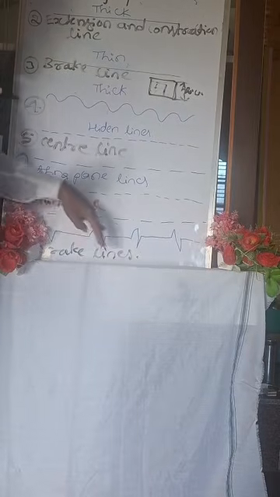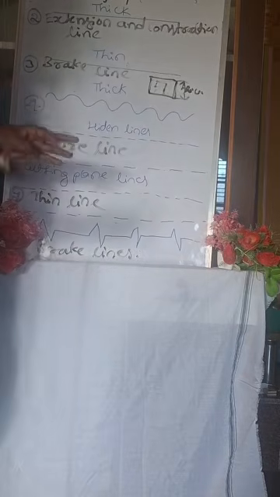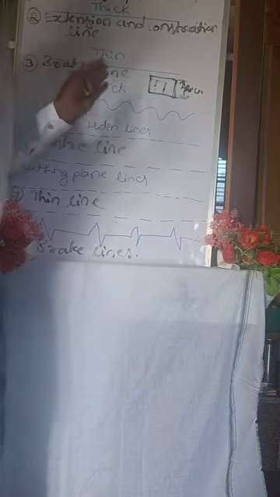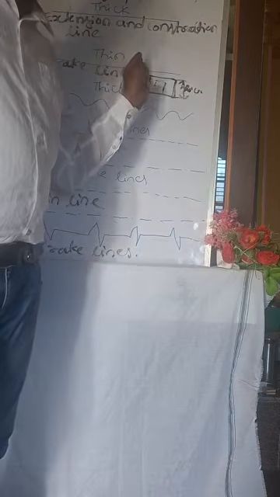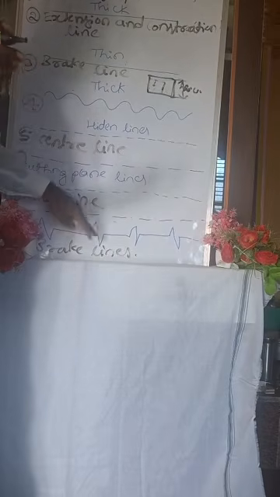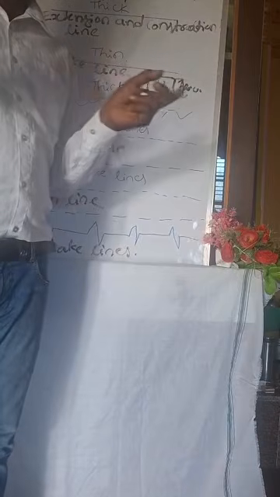Next, the zigzag line. This is the zigzag or break line. You use this zigzag and break line if you have something very long or lengthy, suppose 2 meters or 3 meters, then this symbol will be used to represent the break. The whole paper will be broken and I will be showing it.